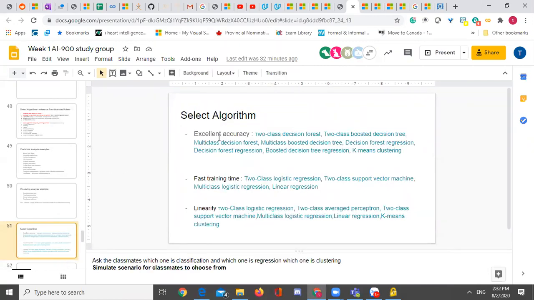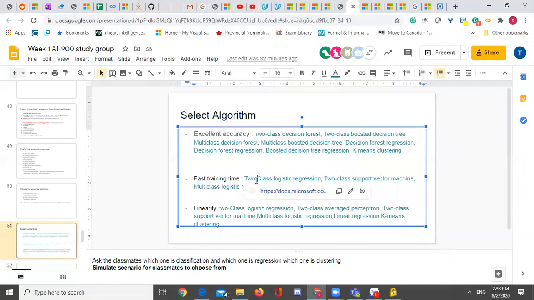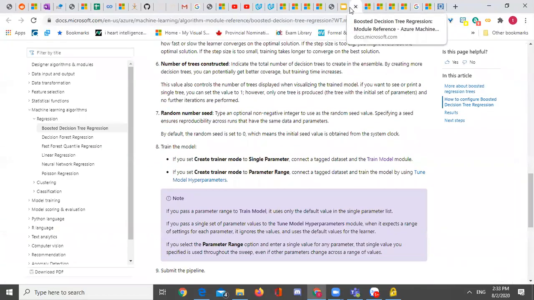So select algorithm. Again, in each of classification, regression, and clustering, there are multiple different algorithms, and you need to consider the accuracy, the fast training time, and the linearity to select it. And in each of the algorithms, there's a link, so please go in and double check. And as Muhammad Ali said, these are very, very difficult, so I don't think I should go into each detail to explain for you guys because I myself might get the wrong answer.